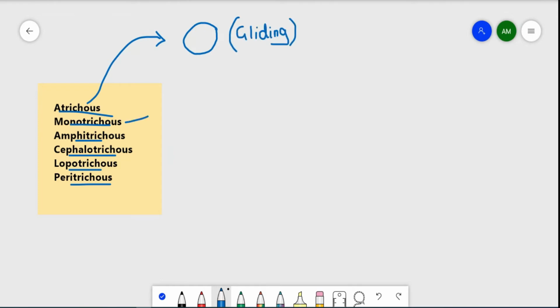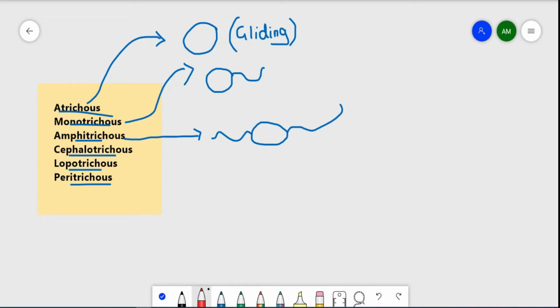The next form of bacteria is monotrichous bacteria. You can guess simply by using its name. Mono means one, so monotrichous bacteria have one flagellum. Example, Chlamydomonas. The next type of bacteria is Amphitrichous bacteria. Now, Amphitrichous bacteria is a little different type of bacteria. It has one flagellum extending at both ends.